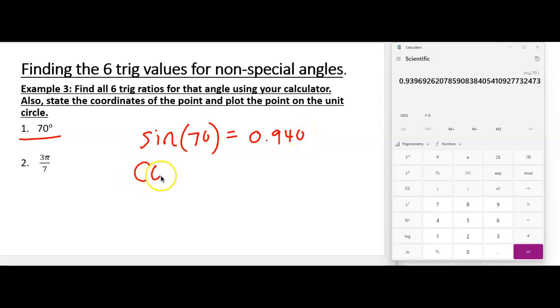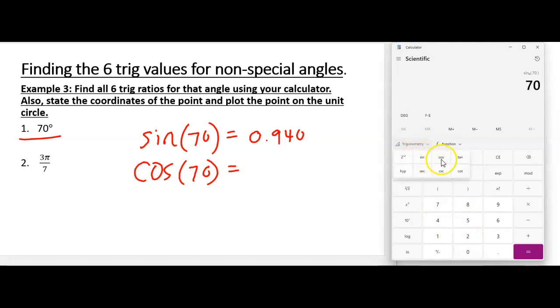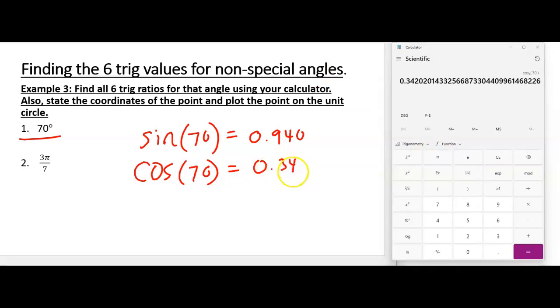Let's do cosine. Cosine is just the x value, but we can't look at our unit circle and see what the x value is, so we have to use our calculator again. So I'm going to push 70, and then I'm going to go to trig and push cosine. And there's my answer. It's going to be 0.342.